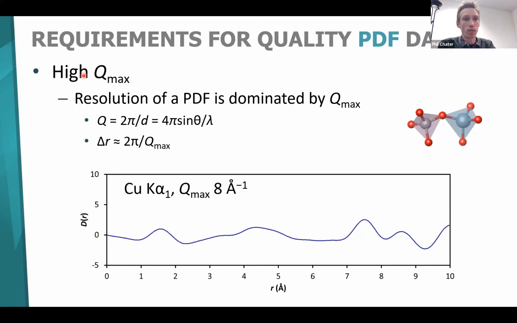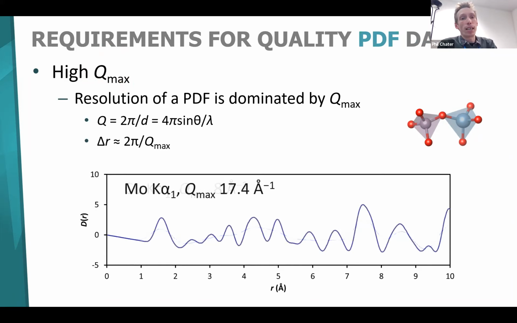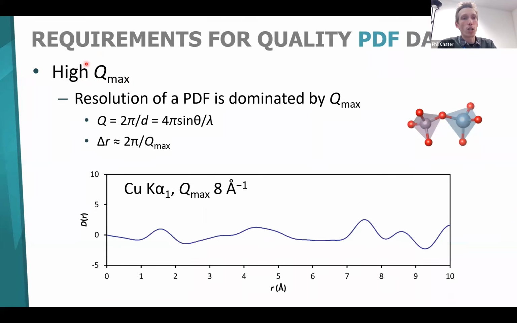With XAS, they call it K, we call it Q, but we want to collect our data out to as high a Q as possible, where Q is 4 pi sine theta over lambda. What this means is we want to collect out to as high an angle as possible and as low a wavelength as possible to get our maximum Q.